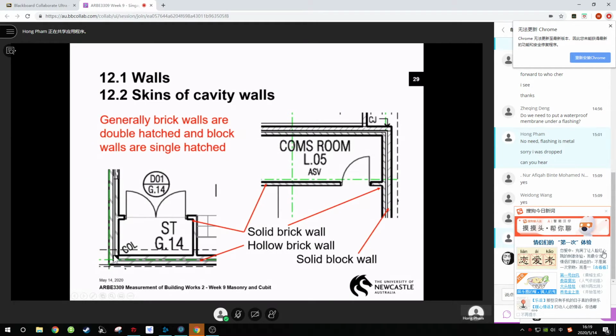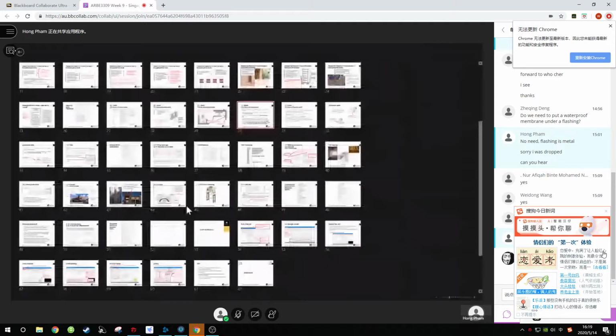Okay, you see this wall here? It looks like a solid wall, yes, but because it has another skin, this is a skin of hollow walls. So you will measure this as, for example here, this part is 110 thick solid wall. This part is 110 thick skin of hollow walls. Okay, sorry, I think you cannot see clearly.